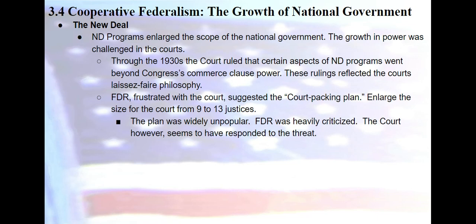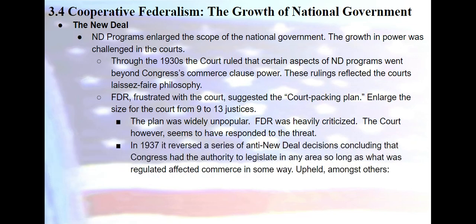The plan was widely unpopular amongst both citizens and members of Congress. FDR is heavily criticized for attempting to usurp the power or diminish the power of a co-equal branch of government. But the court, at least in some respects, and in addition to the appointment of new justices as some of the older ones retire, seems to have responded to the threat in a way that helps the New Deal and FDR's aspirations. In 1937, it reversed a series of its anti-New Deal decisions, concluding that Congress had the authority to legislate in any area so long as it was related in some way to or affected commerce.